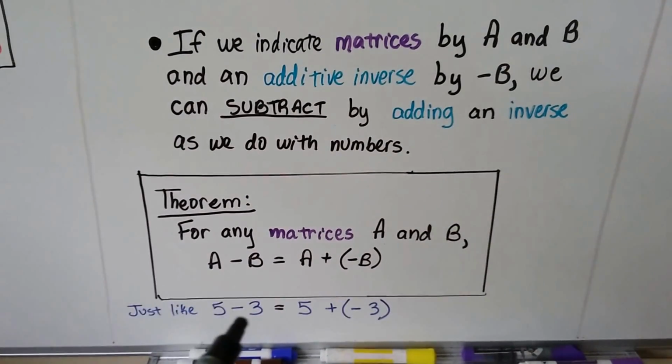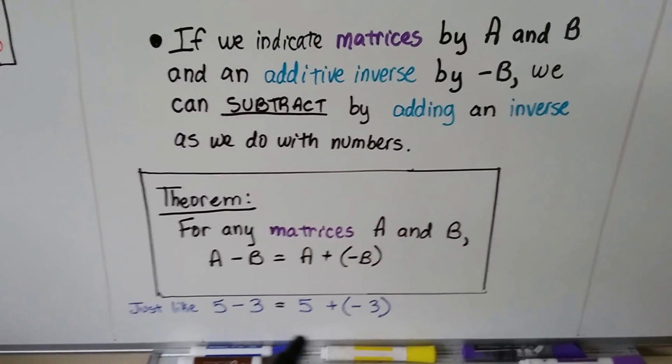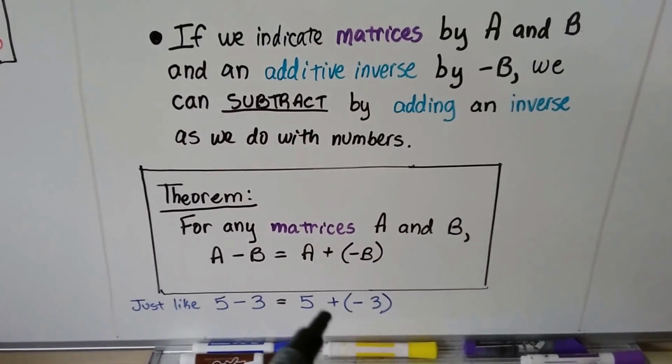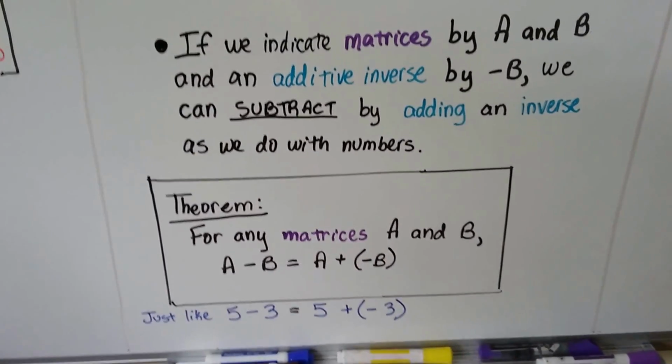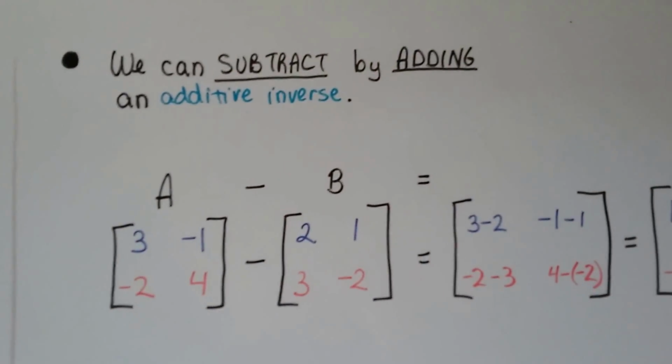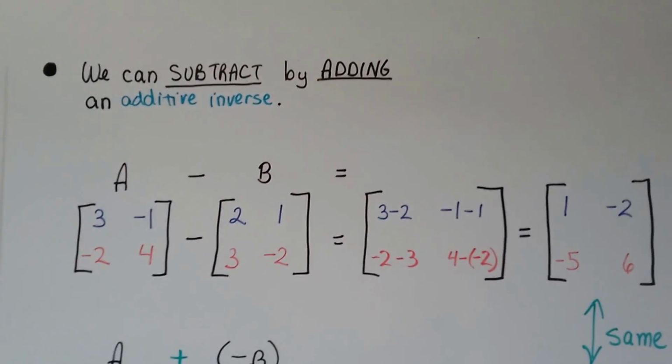It's just like if we had 5 minus 3, that's a 2, right? It's the same thing as 5 plus a negative 3. That's still 2. Works with matrices. So we can subtract by adding an additive inverse.